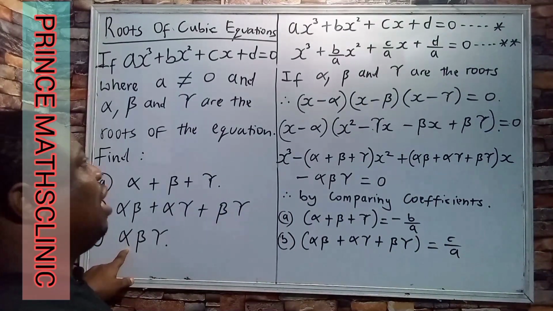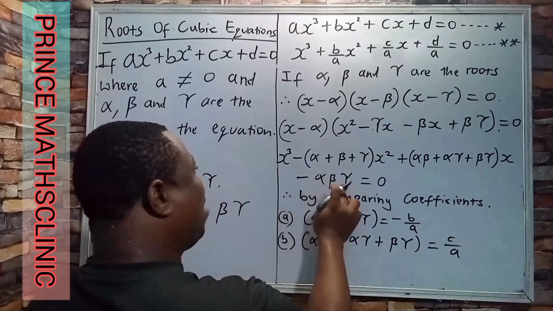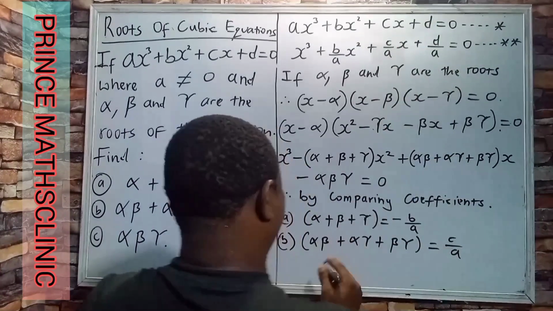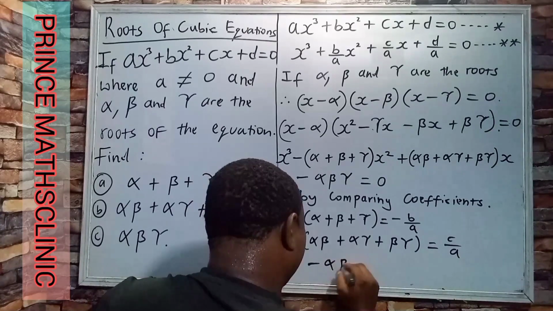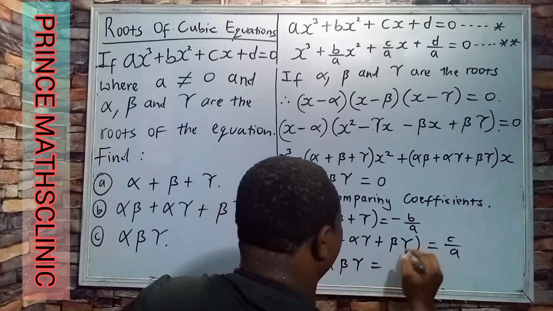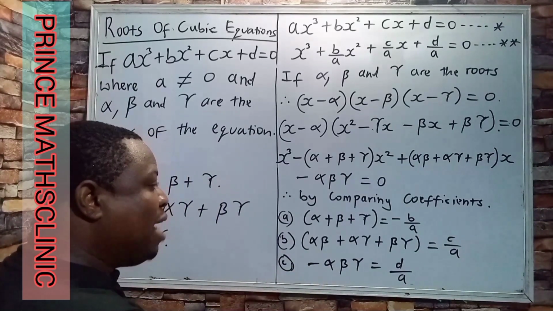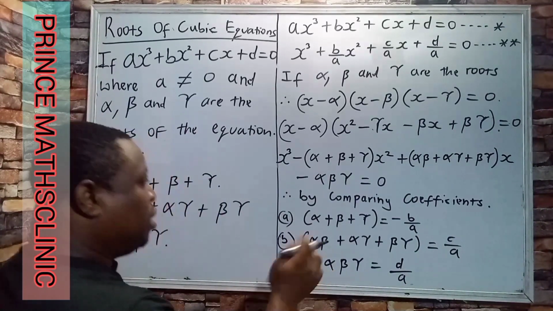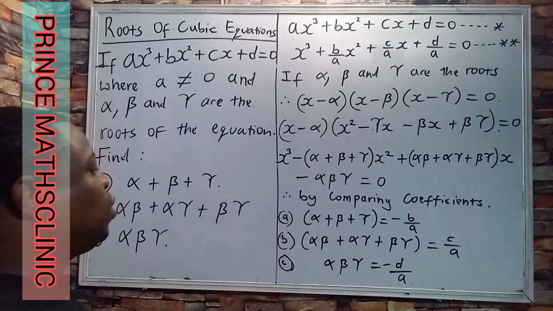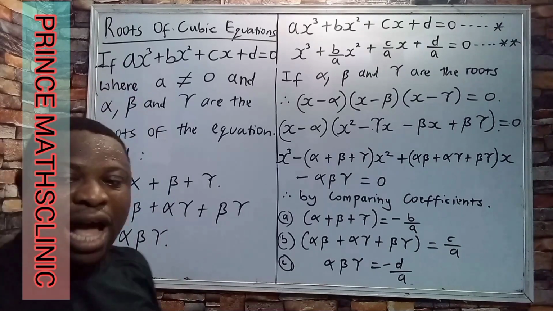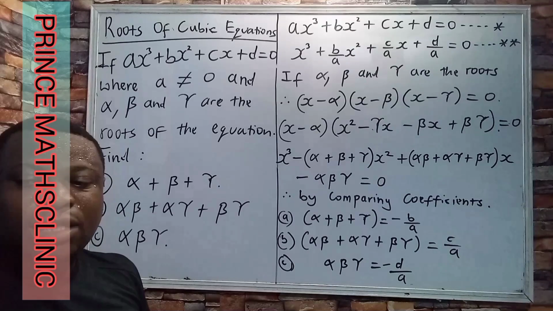Then for C, let's also compare the one that does not have x at all. Remember, in this equation, negative alpha beta gamma can be compared to d over a. So negative alpha beta gamma is equal to d over a. But mind you, there's a minus here. So if I multiply both sides by minus 1, minus will cancel minus, and this becomes negative d over a. So this is the solution to this question. As you can see, it's very simple. If you follow the principle, you arrive at the right product.